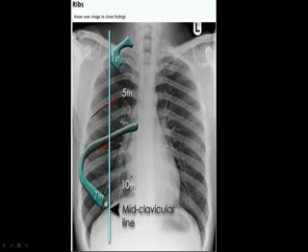Okay. The diaphragm should not be overlapping the 6th rib here. This is a poor inspiratory film. Here you can see the diaphragm is below the 7th rib. This is the 7th rib, it's below. So this is a good inspiratory film.